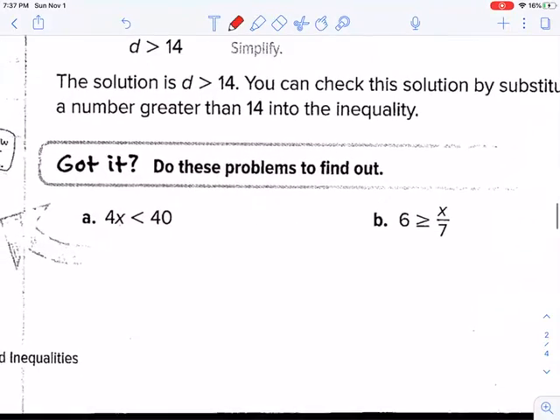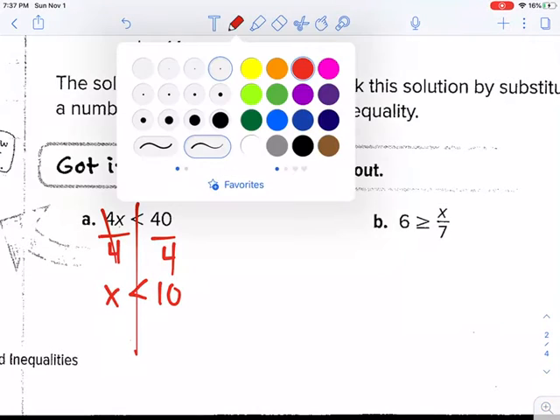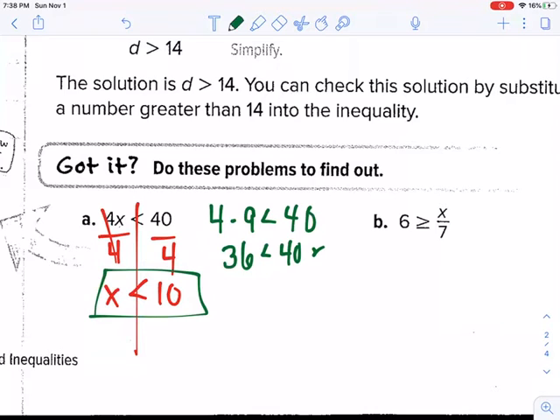All right, so let's look at A at the bottom here. 4 times x is less than 40. So you want to divide by 4 on both sides. You get x is less than 10. You do want to check it. And remember, when you check it, you have to pick a number that's less than 10. So I'm going to pick 9. So does 4 times 9 give you a number that's less than 40? And it does.